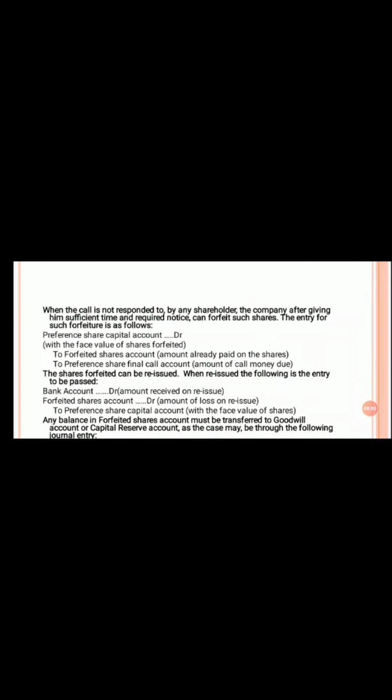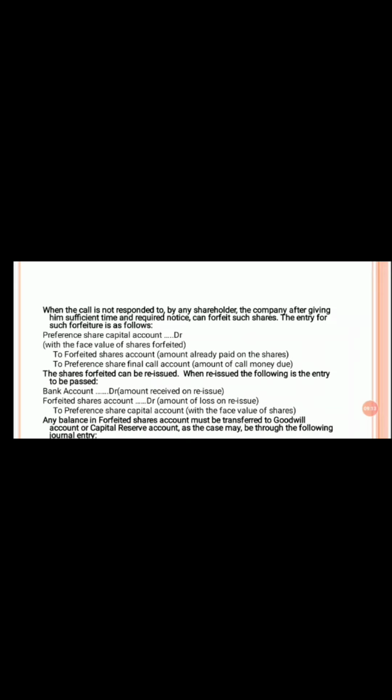So when the call is not responded to, by whom? By any shareholder, the company after giving him sufficient time. So first the company should give him sufficient time and required notice, and then they can forfeit such shares. What do you mean by forfeiture? Cancellation. So the entry for such forfeiture is as follows.